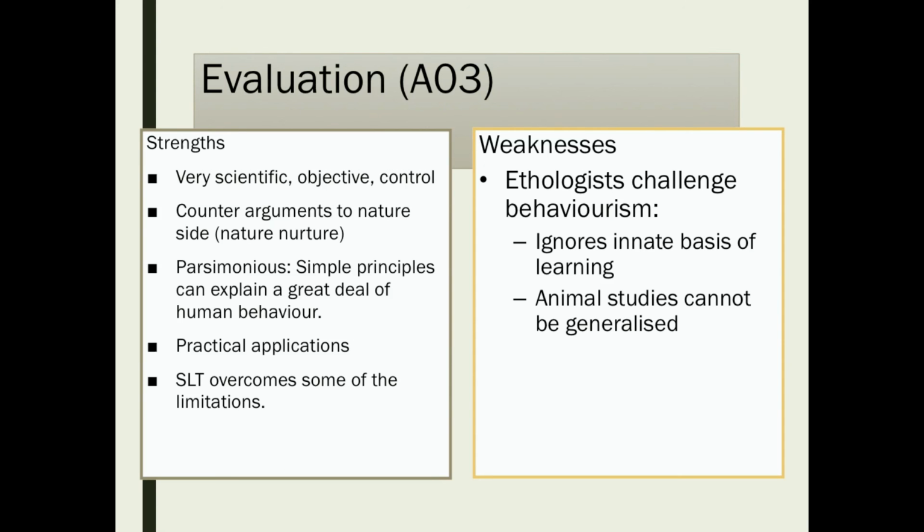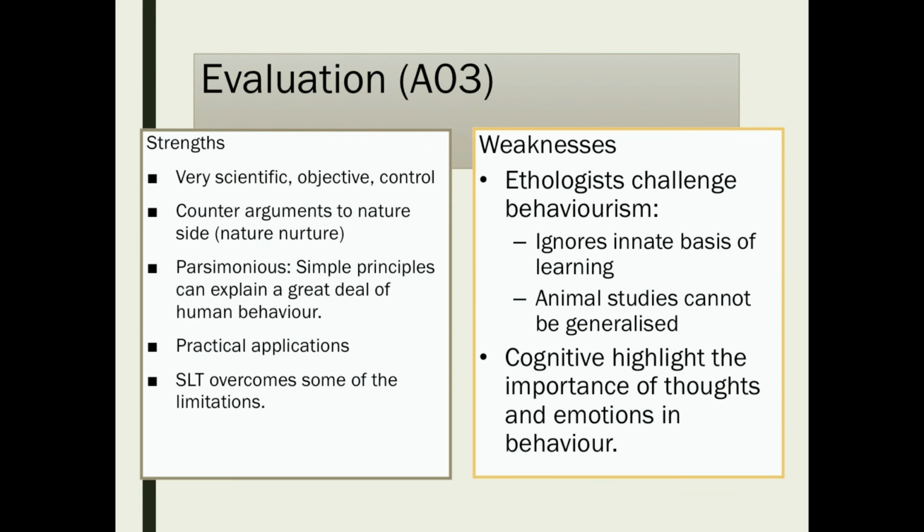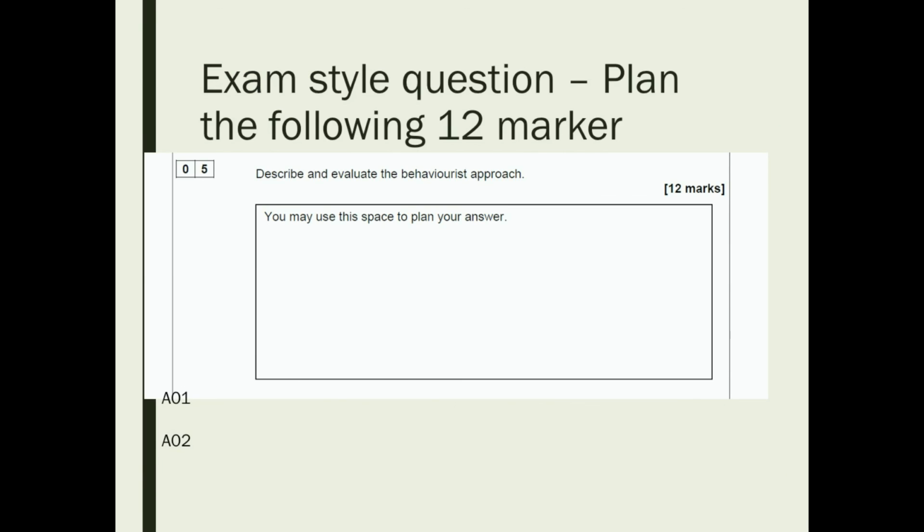Weaknesses: ethologists challenge behaviourism. They say that animals have a lot of innate learning and that animal studies can't really be generalised to humans. It also ignores the role of conscious thoughts and emotions, and you can throw Freud back in his face and say by ignoring the unconscious, they're actually ignoring a huge influence on behaviour. So that is behaviourism in a nutshell.